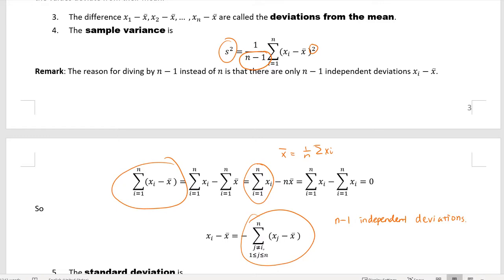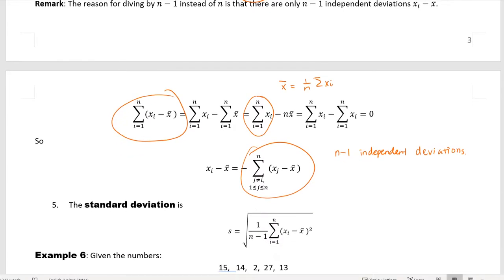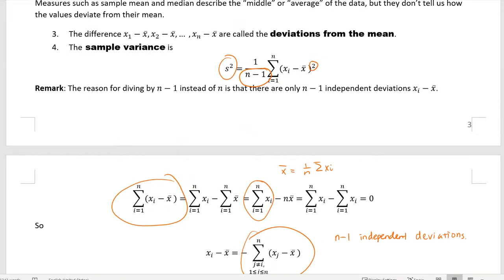All right, so that is the sample variance. You might ask, why do we call it s squared? Well, because we use s for the standard deviation. So s is the square root of the sample variance.